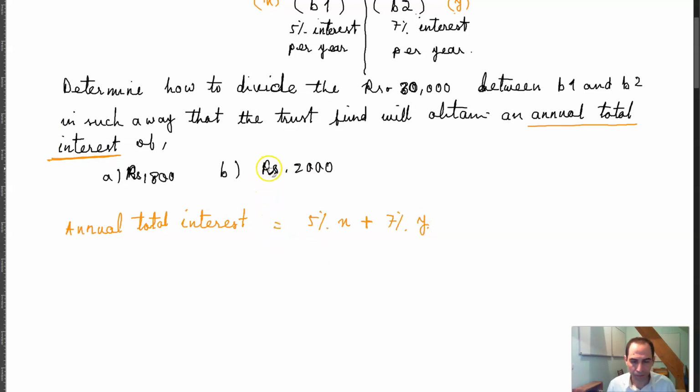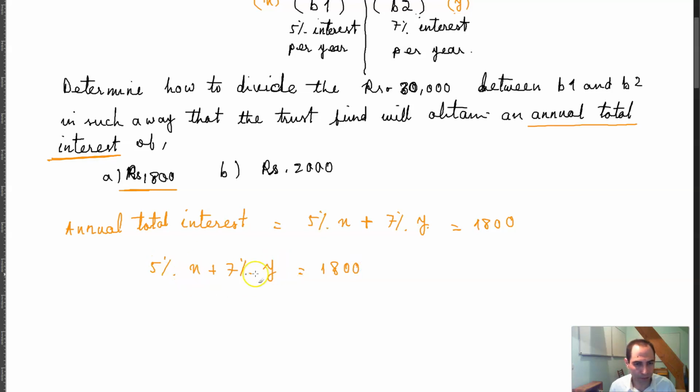So now, this is supposed to be 1800 rupees. That means that I need to somehow figure out how to choose X as such an amount and Y as such an amount, such that 5% of X and 7% of Y, when I add them together, become 1800 rupees. So I can write 5% of X plus 7% of Y is equal to 1800.